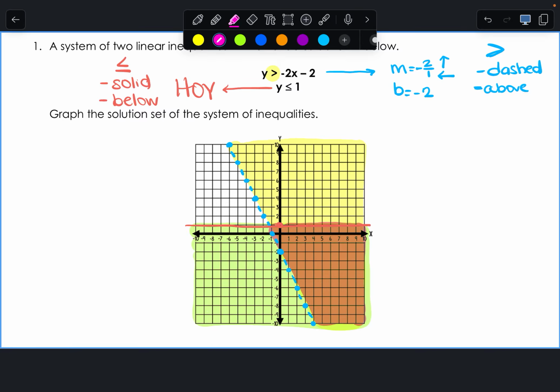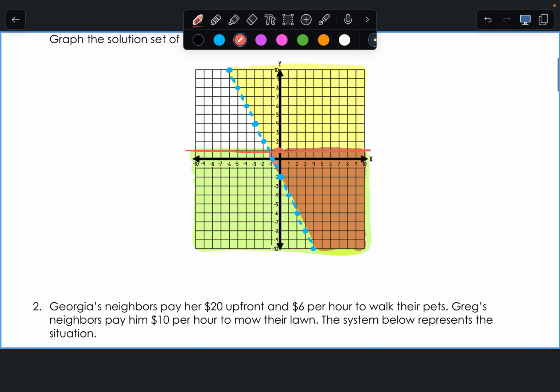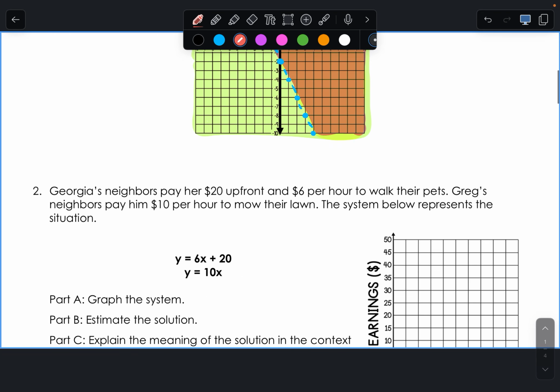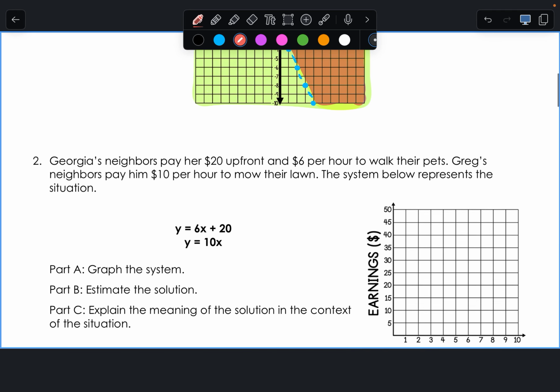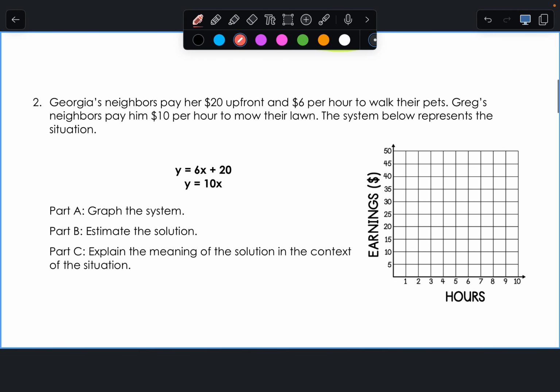Questions? All right. Number 2. George's neighbors pay her $20 up front and $6 per hour to walk their pets. Greg's neighbors pay him $10 per hour to mow their lawn. The system represents the situation. Now, this is one where they already give you your equations, meaning we just have to graph it.